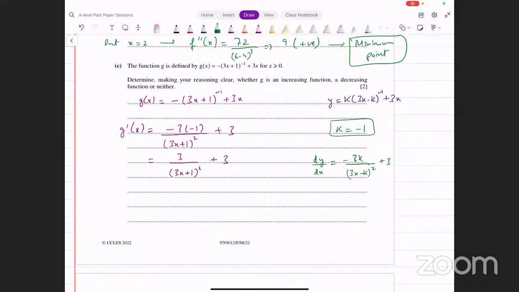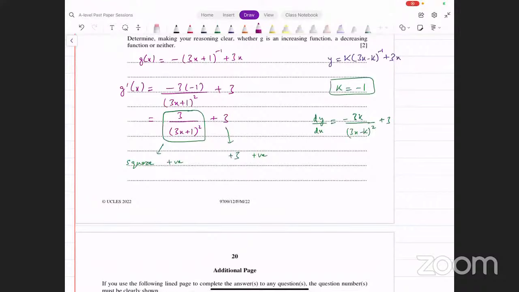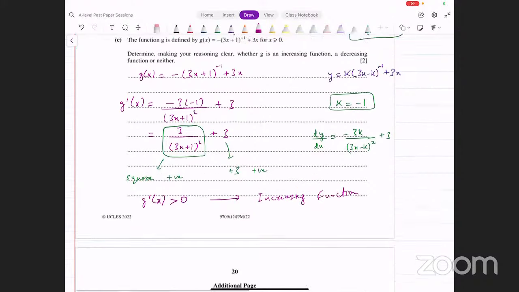Now, whatever value of x you input here, you've got a square here. This is a square, so that is positive. Plus 3, this is positive. So what do you say then? You say derivative, g dash of x is greater than 0. इसका क्या मतलब हुआ? Derivative जब positive होता है, it's an increasing function. ठीक है? It's an increasing function.